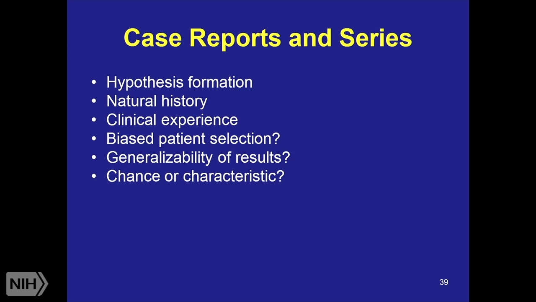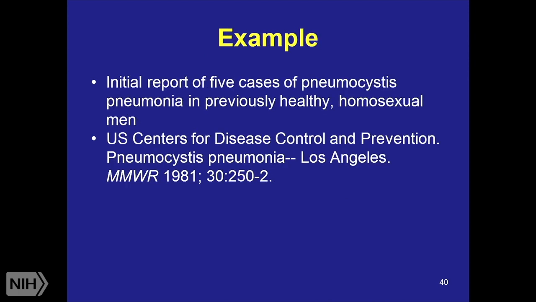If it is something that is in fact suddenly generalizable to larger sets of clinicians around the world, we may have an actual epidemic on our hands. It could be chance, it could be a characteristic. At this point, we don't know, which is why we're trying to record everything and figure it out. It's only with very careful measurement and recording that we can actually get this work done well. An example of where it was done very well, again from 1981, was the initial report of 5 cases of pneumocystic pneumonia in previously healthy homosexual men.